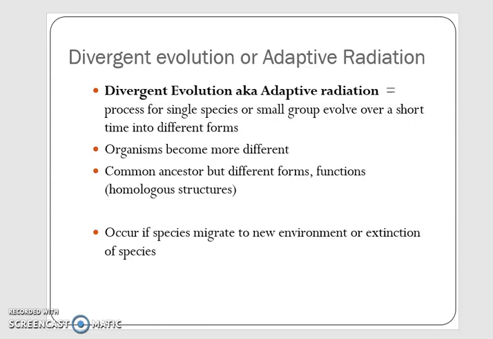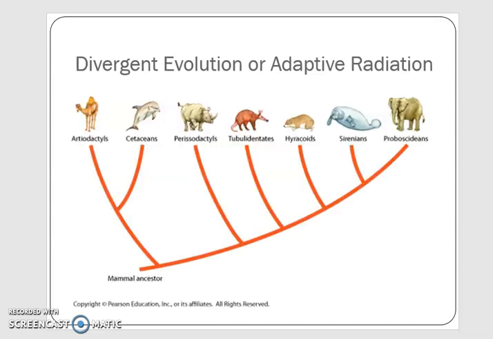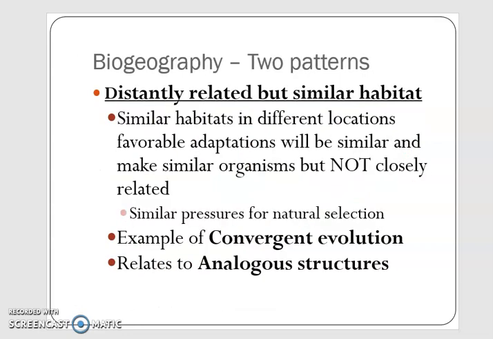Divergent evolution or adaptive radiation is the process for a single species or a small group to evolve over a short time into different forms. So you have a common ancestor and they become more different. This relates again to homologous structures. This might occur if species migrate to a new environment or if there's extinction of a species, but this occurs so that all of the organisms can fill all the different segments of the habitat that they live in. Here's a picture of divergent evolution. So again, you have a common ancestor and then it branches off from there.